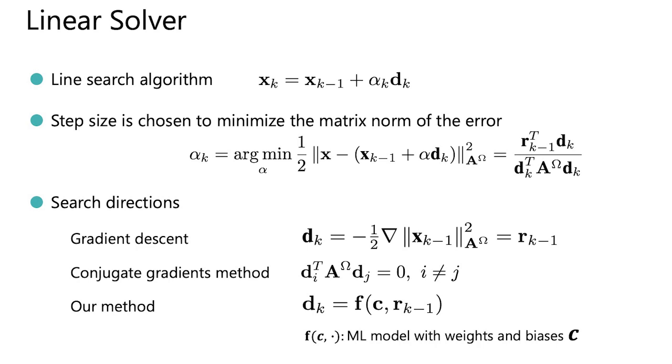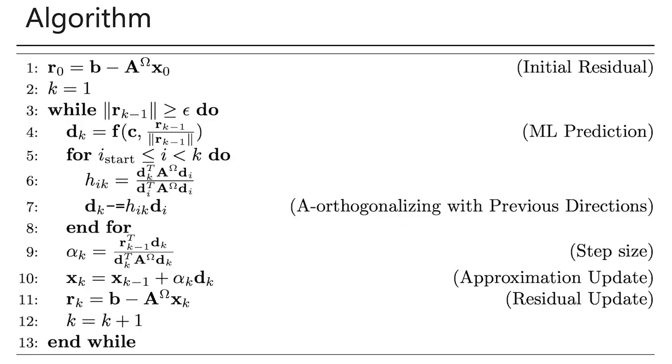We use a data-driven, iterative approach to approximate the solution of the linear system. Our approach is based on line search minimization of the matrix norm of the error. We search and update the kth approximation along directions d_k, where each direction is approximately the optimal one, a vector parallel to A_Omega inverse times the residual. The step size alpha_k is chosen to be optimal, minimizing the A norm between x_k and the exact solution.